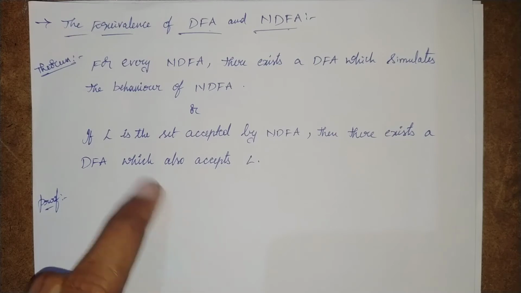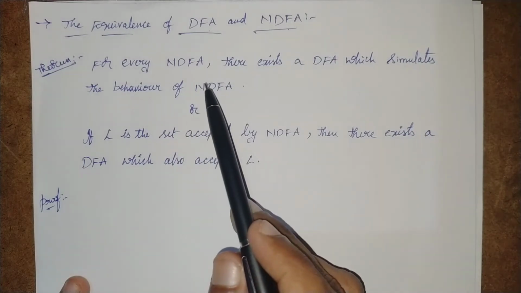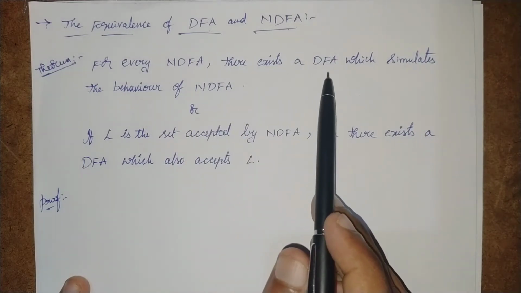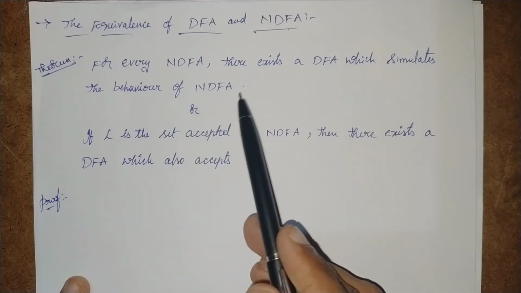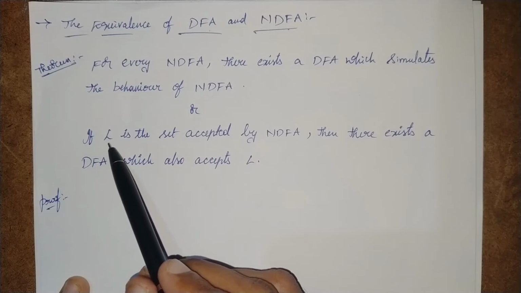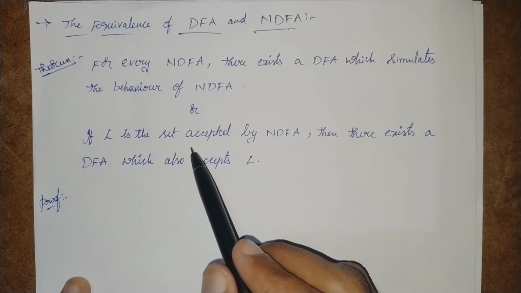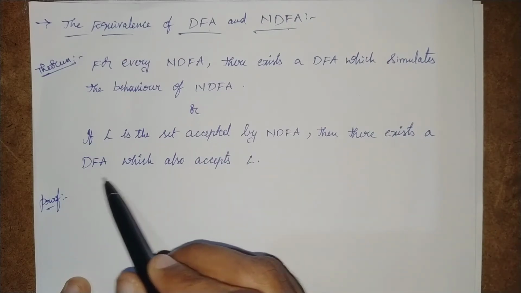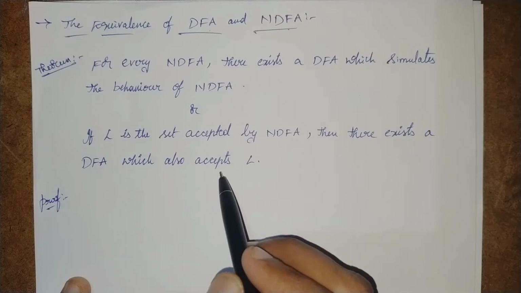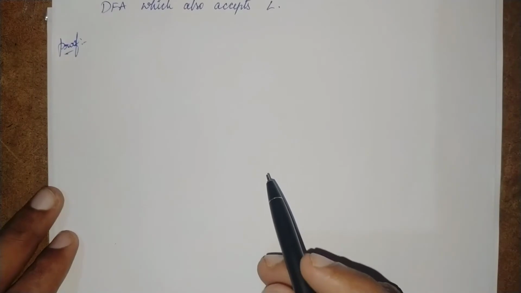Now we see the equivalence of DFA and NDFA. The theorem is: for every NDFA, there exists a DFA which simulates the behavior of the NDFA. Here L is the language. So if L is the set accepted by NDFA, then there exists a DFA which also accepts the language L. So now we start the proof.